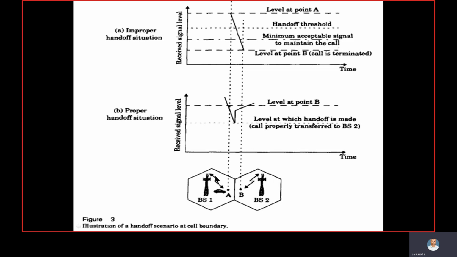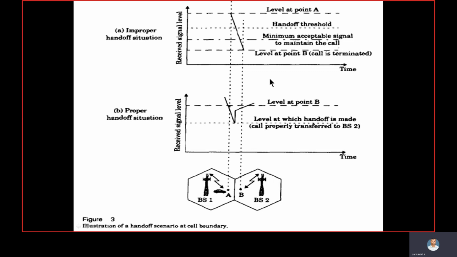Then the signal strength automatically decreases, and no handoff can take place. See this: first the mobile moves to point A, next the handoff threshold point in some area, next the minimum acceptable signal to maintain a call point. After this, the call is terminated because there is no signal. That's why the signal strength decreases and the call is terminated.